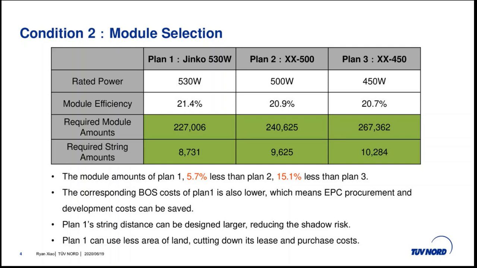Everybody knows that the corresponding BOS cost of plan one is also lower, which means the EPC procurement and development cost can be saved. And with these benefits, your design of the string distance can be more flexible. You can design it much larger to reduce the shadow risk. And on the other hand, you can use less land area, cutting down its lease and purchase costs.